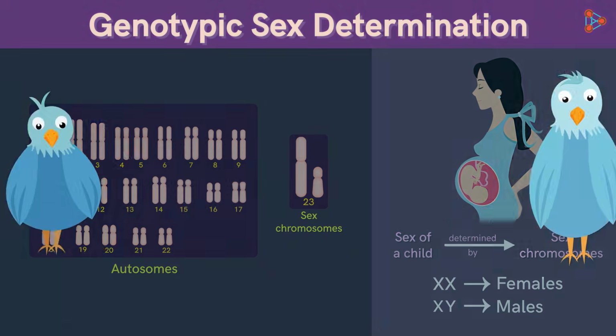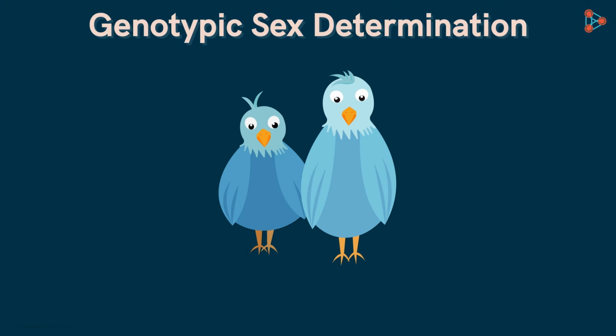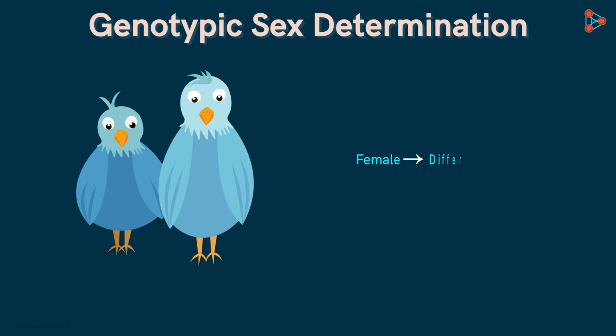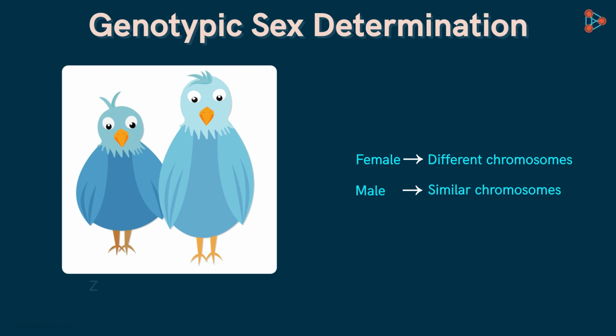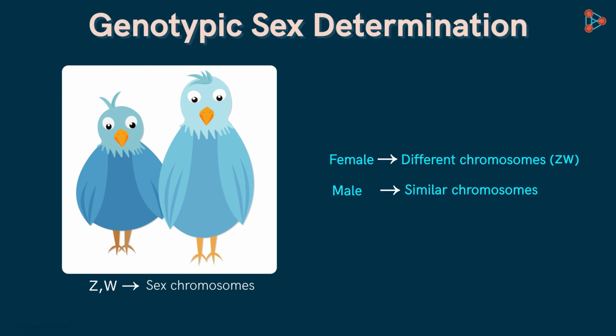Now let's take the case of birds. It is similar to the case of humans, but only that their system is reversed. In the case of birds, the females have two different sex chromosomes, while males have both similar chromosomes. We use the letters Z and W to represent the chromosomes in them. These letters are used just in order to avoid any confusion with our human chromosomes. So a female is the one with ZW, and a male is the one with ZZ set of sex chromosomes.